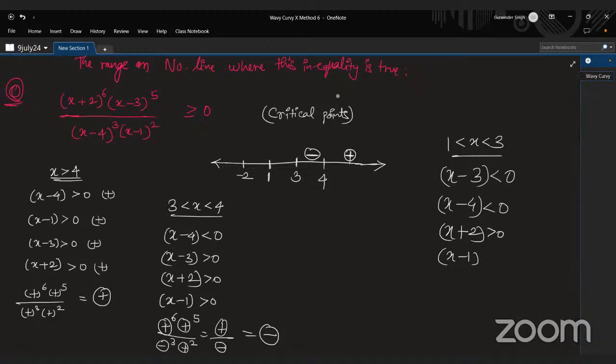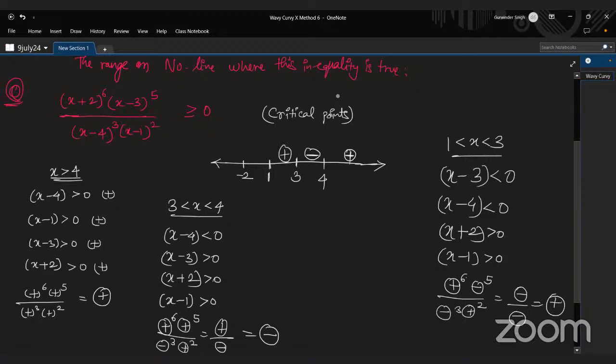So x minus 1 will also be positive. When I substitute over here, it will be positive to the sixth power. x minus 3 is negative to the fifth power, divided by negative to the third power, and x minus 1 squared, so plus second power. So it will be negative divided by negative, and negative divided by negative is positive. So in this region it will be positive.